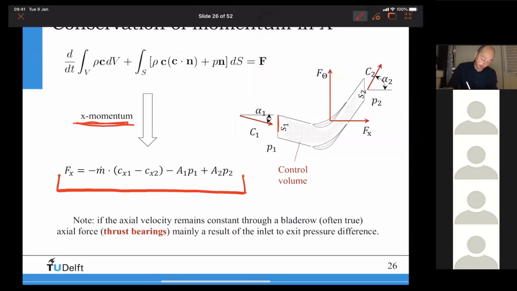The pressure that is acting on this control surface is P1. Pressure acting on this control surface is P2. And then, of course, I have a momentum at the inlet, which is this C1x times mass flow. And the momentum at the outlet is C2x times the mass flow. Okay? And this is for the axial direction. And this is quite important to know.